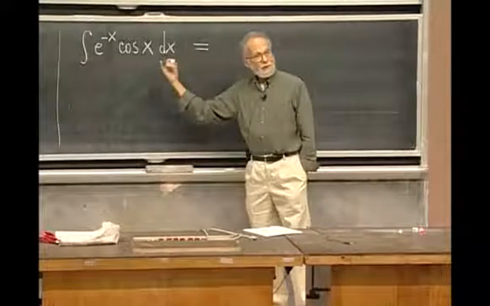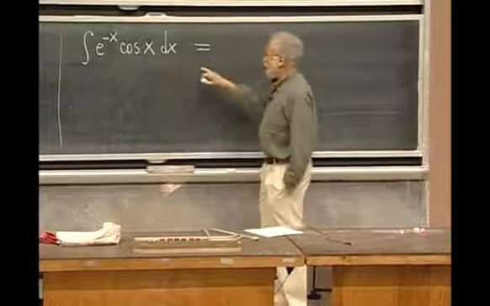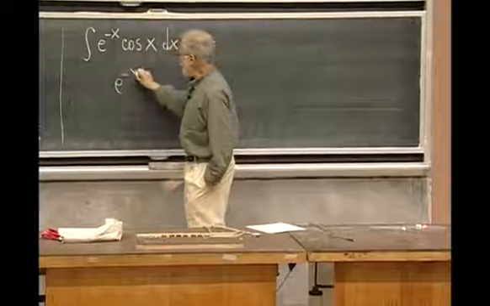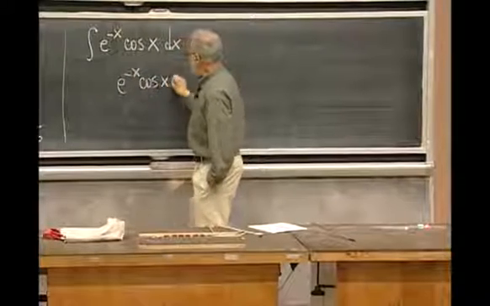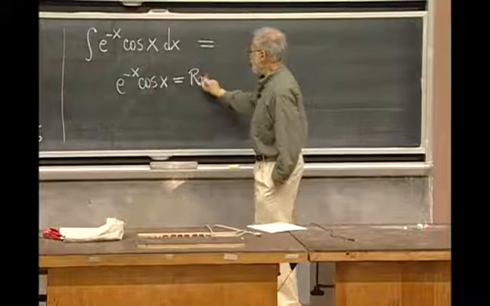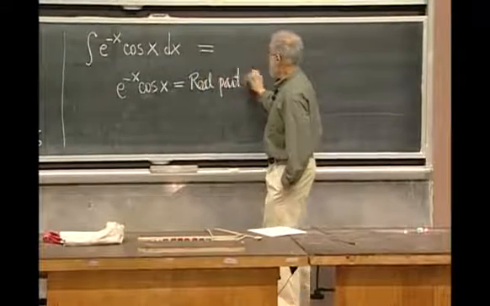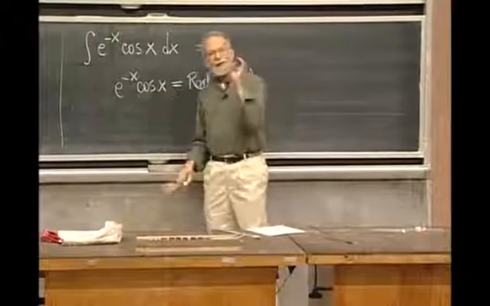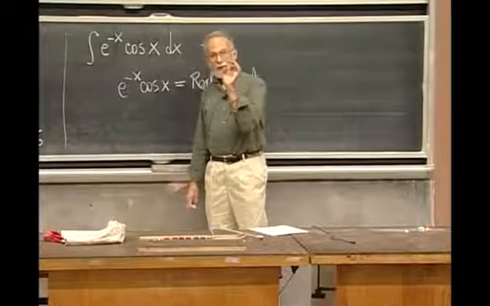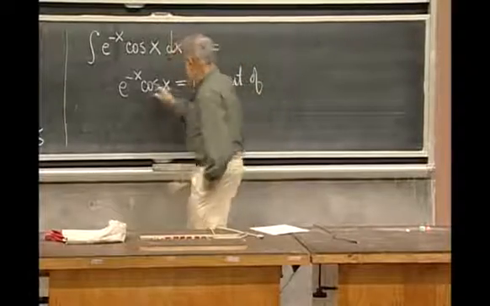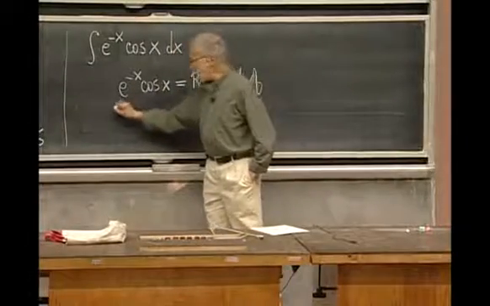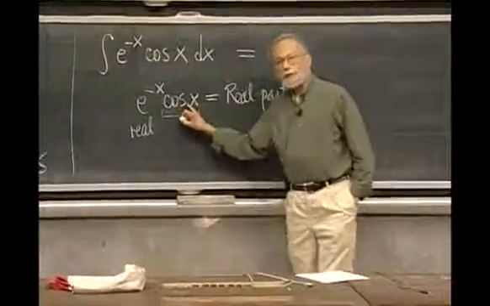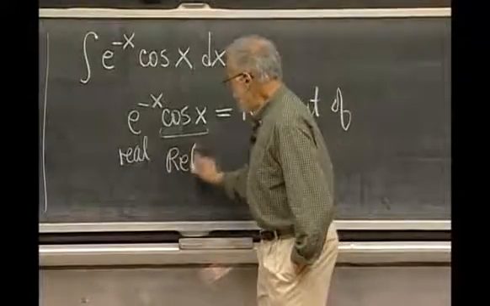Instead, use complex numbers as the way to do this. How do I think of this? Cosine x. What I do is I think of e to the negative x cosine x as the real part. The real part of what? Well, cosine x is the real part of e to the ix. So this is real. This is real too, but I'm thinking of it as the real part of e to the ix.